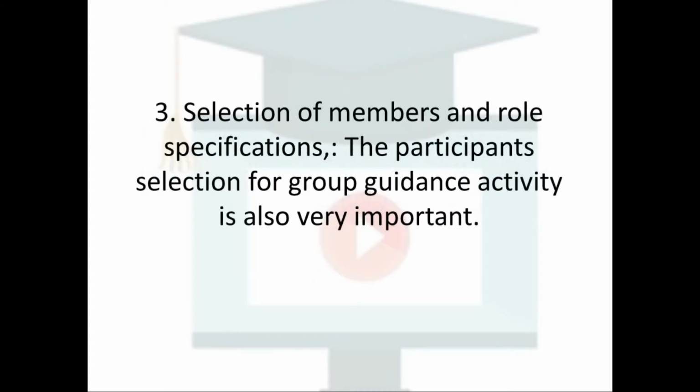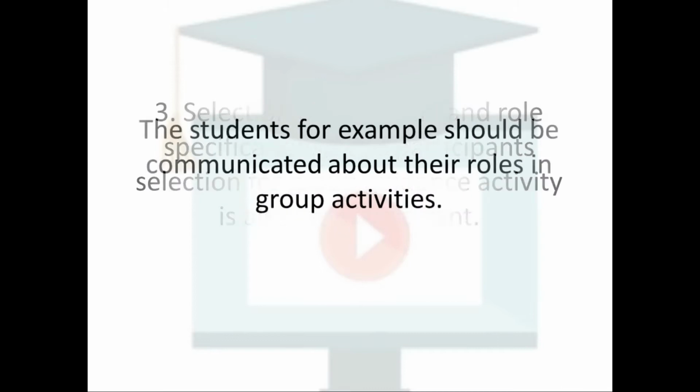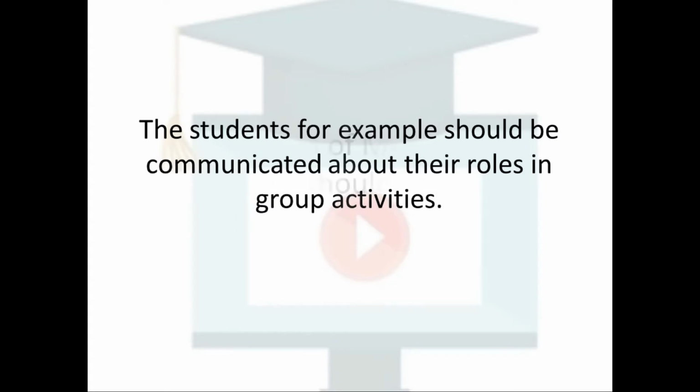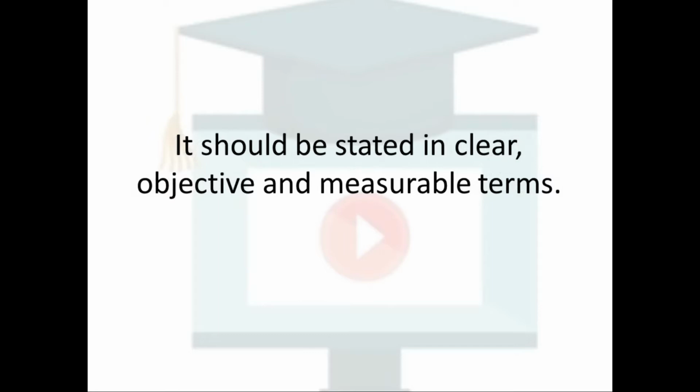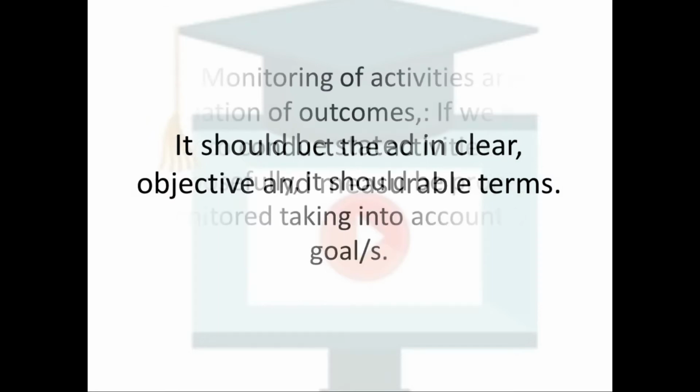3. Selection of members and role specifications. The participants' selection for group guidance activity is also very important. The students, for example, should be communicated about their roles in group activities. 4. Orientation of members. The group goals should be clarified. It should be stated in clear, objective, and measurable terms.